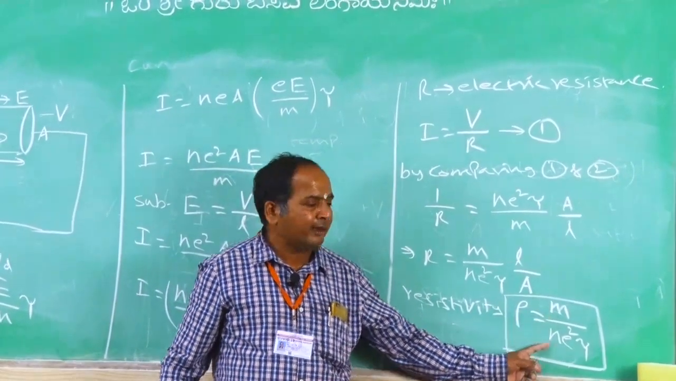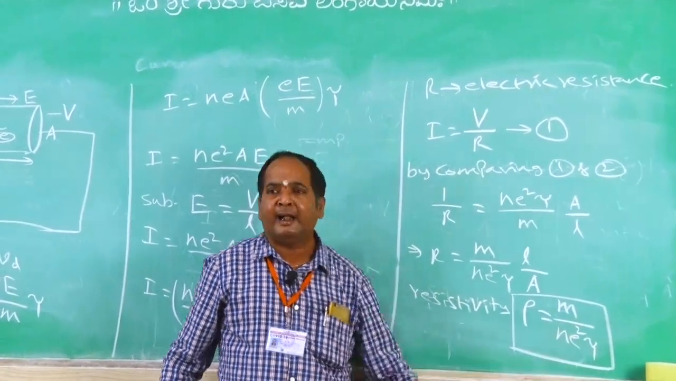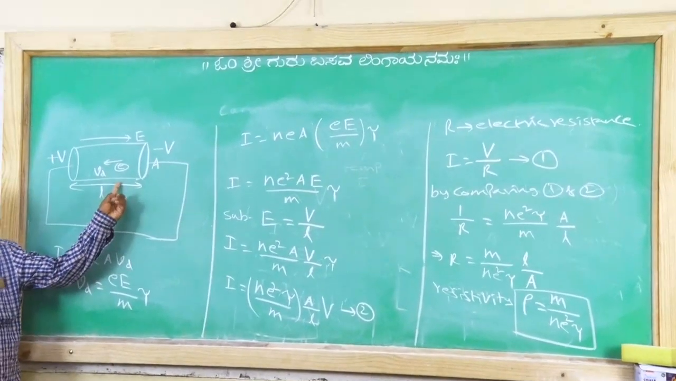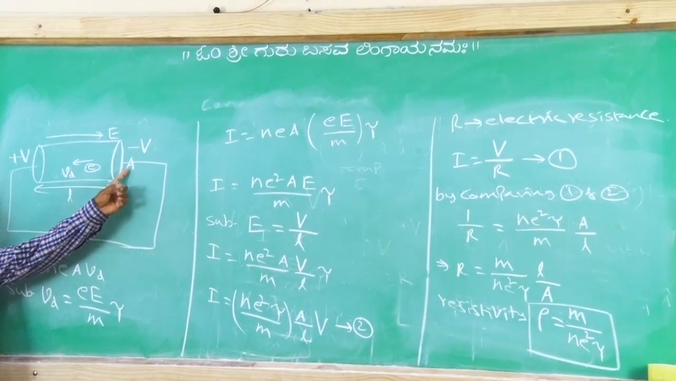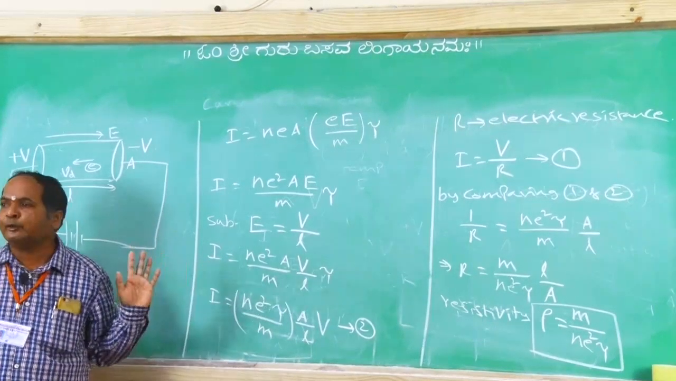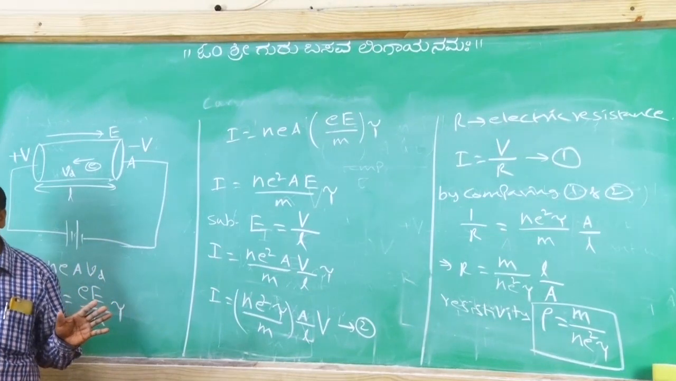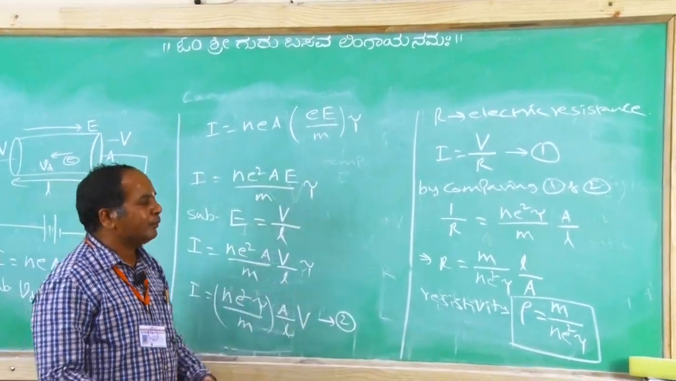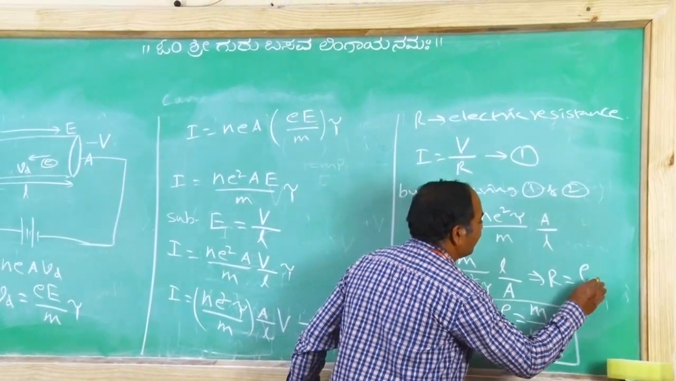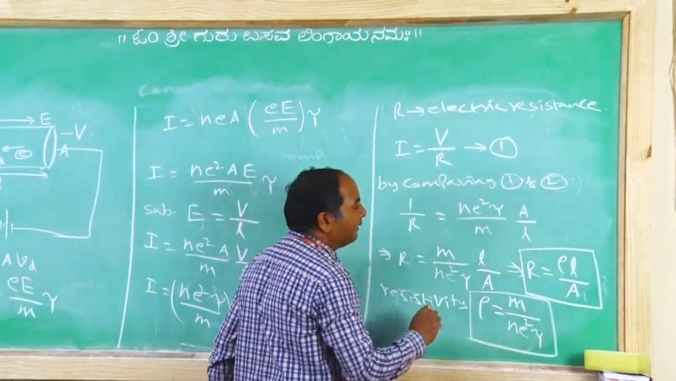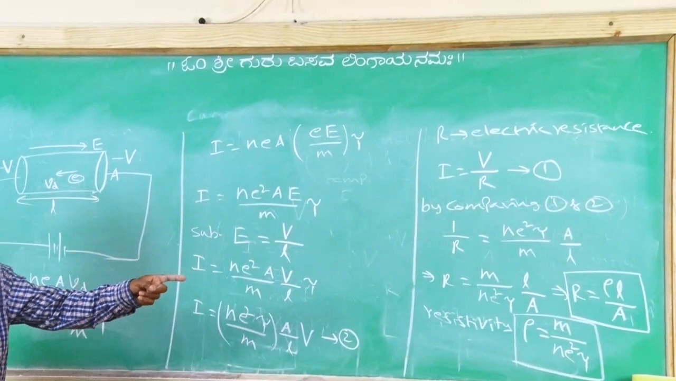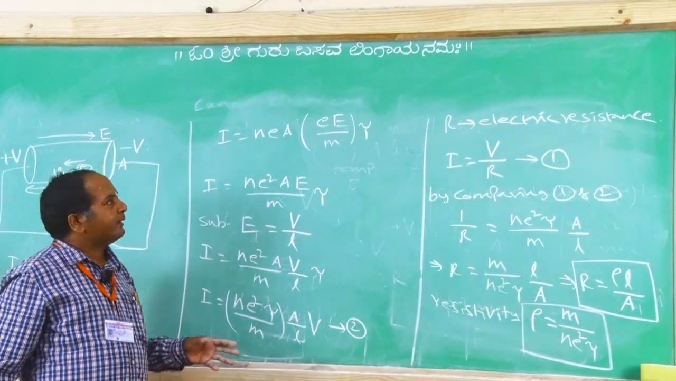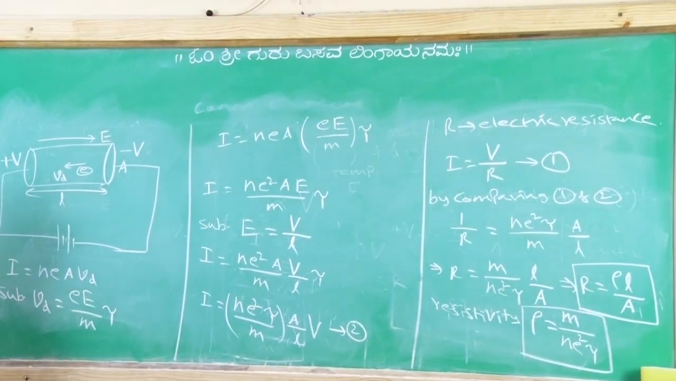Here m means mass of the electron, n means electron density, e is the charge of the electron, and tau is the relaxation time. There is no relation with respect to the dimensions of the conductor. That means the conductor area or length may increase or decrease, and the rho value remains the same. So the resistivity of a material is always independent of the dimensions of a conductor. Now if you substitute here, this may be written as R equals rho L by A, which is the expression for electric resistance. So these are the explanations regarding Ohm's law.